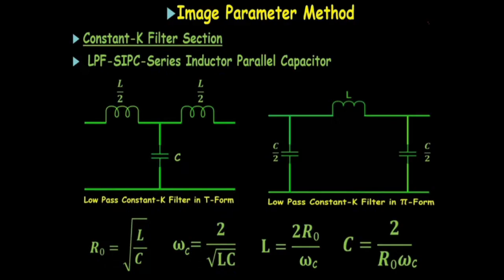Based on that, if you take the constant K filter section, we can design a low pass filter and a high pass filter. And in the low pass filter there are two forms, T form and pi form. First we will see the low pass filter, T form and pi form model. For the low pass filter, remember this: series inductor and parallel capacitor. You must remember the circuit. So series with L by 2 and parallel with the capacitor. This is the constant K filter T form and constant K filter pi form.